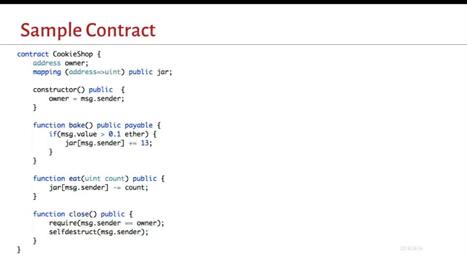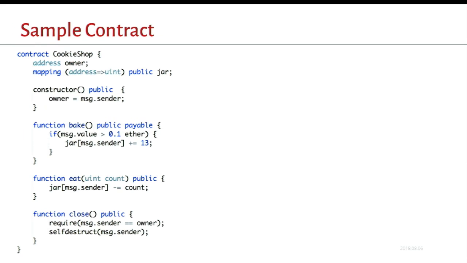So here's an example contract. This code can essentially be deployed directly into the Ethereum network. To go over it kind of quickly, there are 2 state variables, owner and jar. Jar is a mapping. A mapping is basically an associative dictionary. The state variables persist across transactions. When the contract is created, the constructor is executed. In this case, it saves the creator into the owner field.